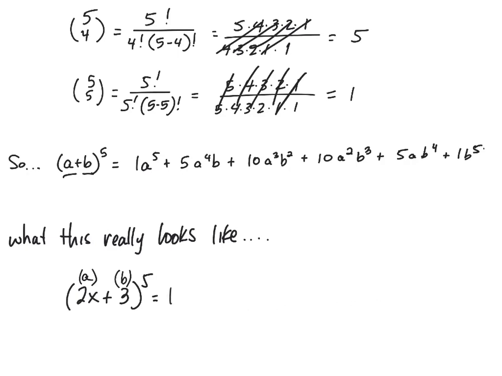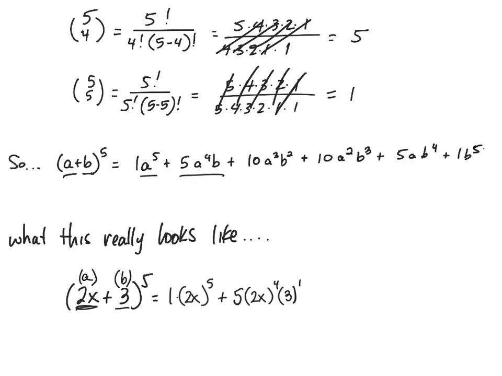So we have 1 times a to the 5th, which just represents the first term raised to the 5th power. And now we move on to the second term. Comparing it to this, it looks like it has a coefficient of 5. And then the first term, in this case 2x, is raised to the 4th power. And then the other term, which in this case is 3, is raised to the 1st power.